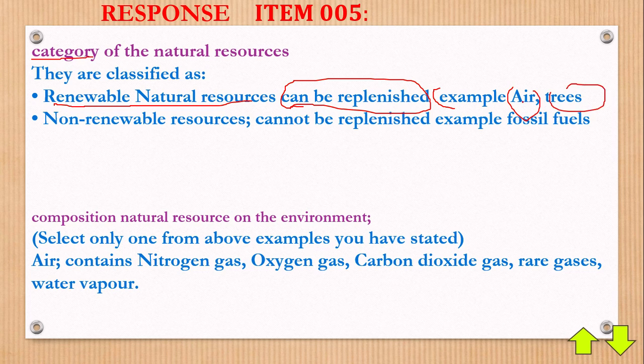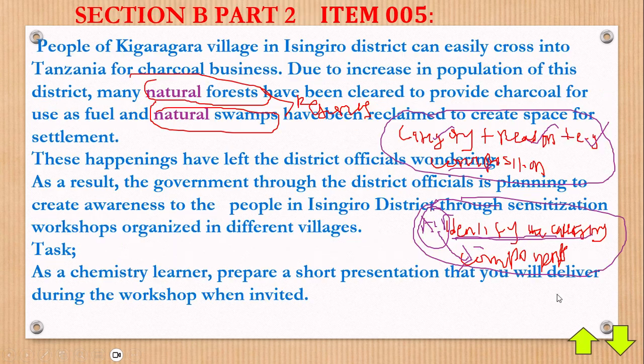Well, we know there are very many, but you just hint out on the ones you are able to mention, like some 2 or 3 is better. So now that is renewable resource, that is the category. Can be replenished, that's the explanation. Then the example is air and trees. I've clarified on that over here. I said the category plus reason plus the example.